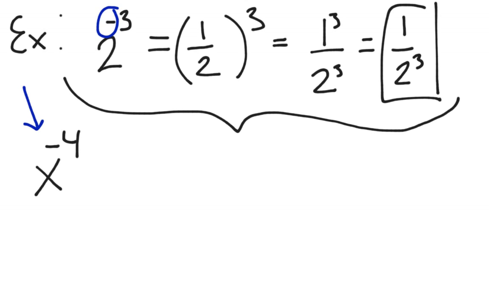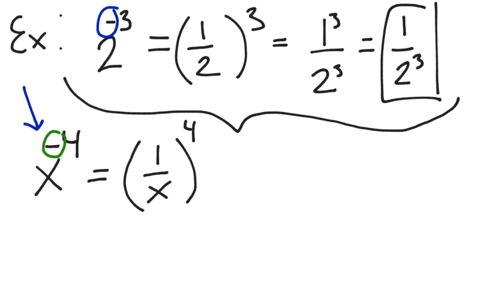So I see that negative sign, and I remember that the negative sign means I'm going to take the reciprocal of the base. The reciprocal of x is 1 over x. I just flip it. And I'm still raising this to the 4th power. Again, I know how to apply a power to a fraction. I apply it to the numerator and the denominator. So I get 1 to the 4th over x to the 4th. And I know that 1 to the 4th is just 1, so I end up with 1 over x to the 4th.